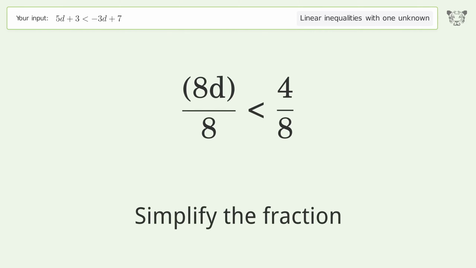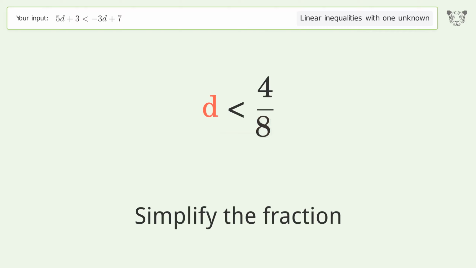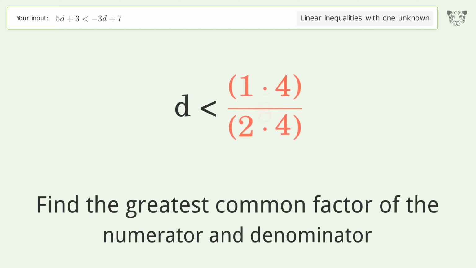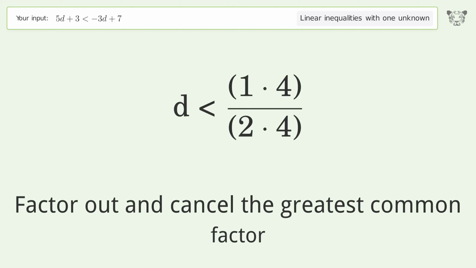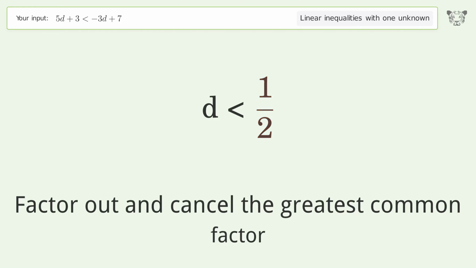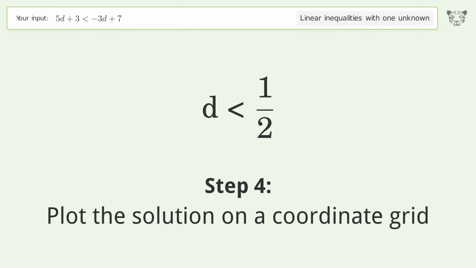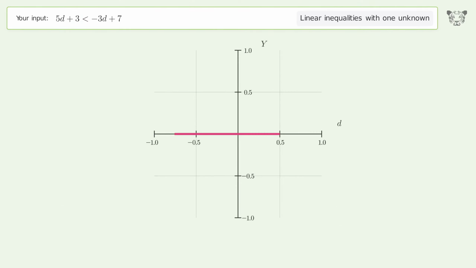Simplify the fraction. Find the greatest common factor of the numerator and denominator. Factor out and cancel the greatest common factor. Plot the solution on a coordinate grid. And so the final result is d smaller than 1 over 2.